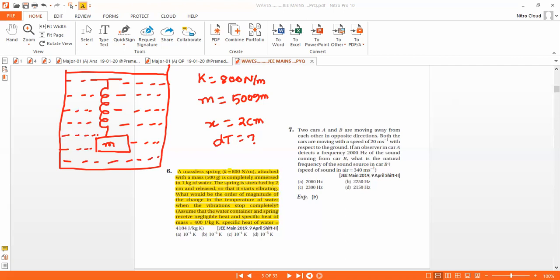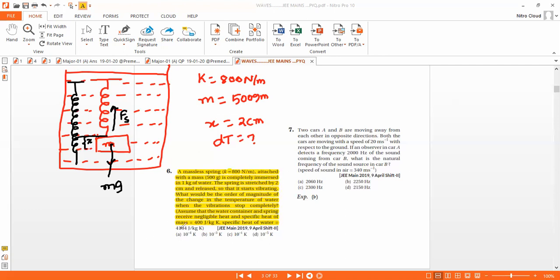Firstly, I'll draw the free body diagram. With respect to the mass, vertically downwards from the center of mass, we'll have weight, such that the spring is stretched by 2 centimeters. Suppose this distance, 2 centimeter, I consider as x. That means the spring force will act upwards, right? I'll keep it as Fs.